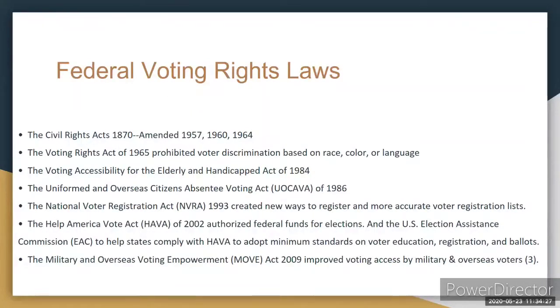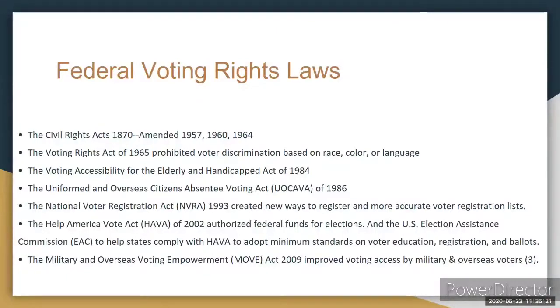Federal voting rights laws. Federal laws passed over the years help protect Americans' right to vote and make it easier for citizens to exercise that right. The Civil Rights Acts created some of the earliest federal protections against discrimination in voting. These protections were first outlined by the Civil Rights Act of 1870 and were later amended by the Civil Rights Acts of '57, '60, '64, and one that's more familiar, the Voting Rights Act of 1965. That prohibited voter discrimination based on race, color, or membership in a language minority group. It also required certain places to provide election materials in languages other than English.